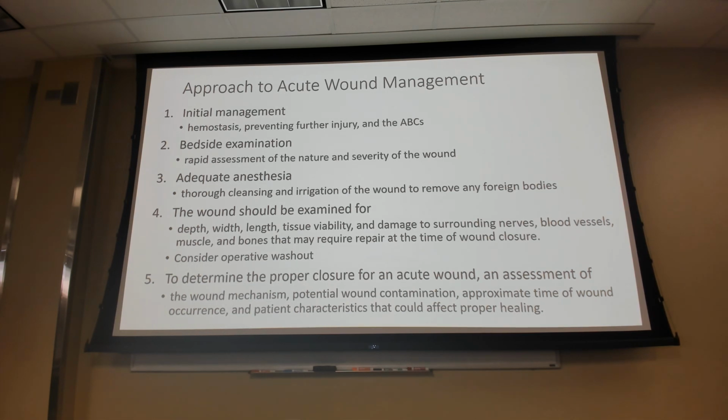So, like I said, we want to look at how deep it is and how wide. We also want to look at whether it's linear. Is it stellate? Is it jagged? That's all going to help us decide whether we're going to close that wound.